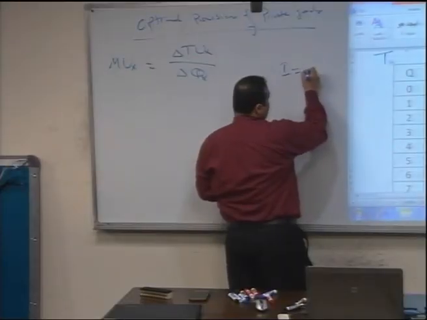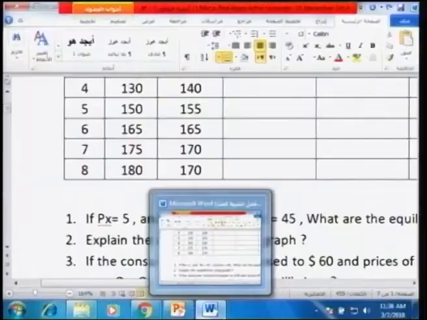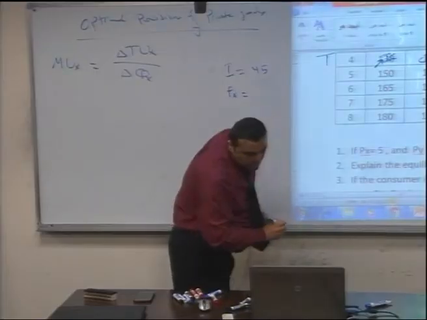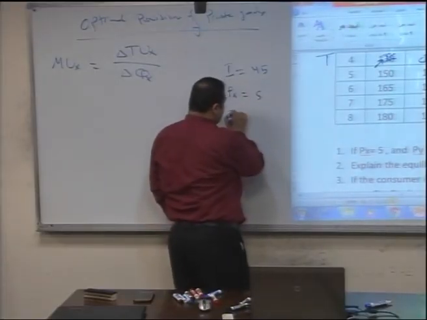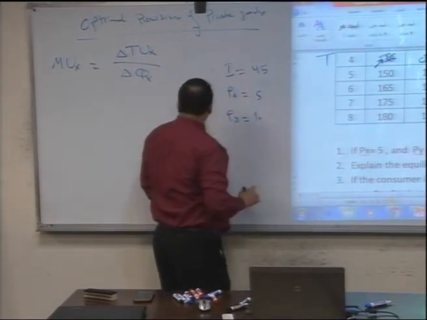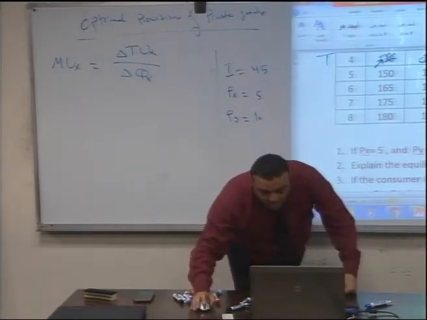Income equals 45. How much did we say? Yes, income is 45. Price of X is given, equal to 5. Price of Y equals... okay. Let's calculate the marginal utility of X.